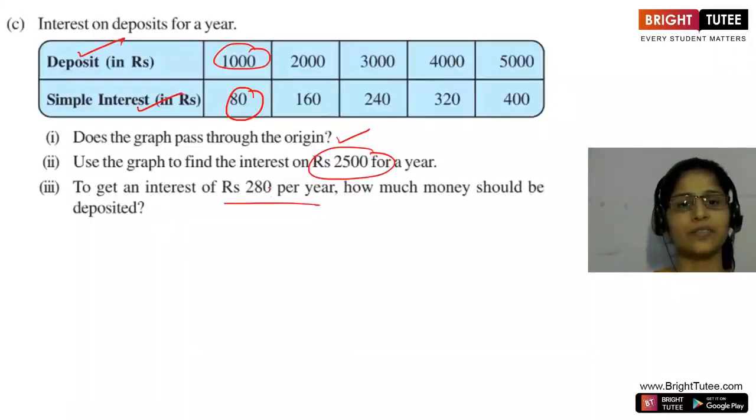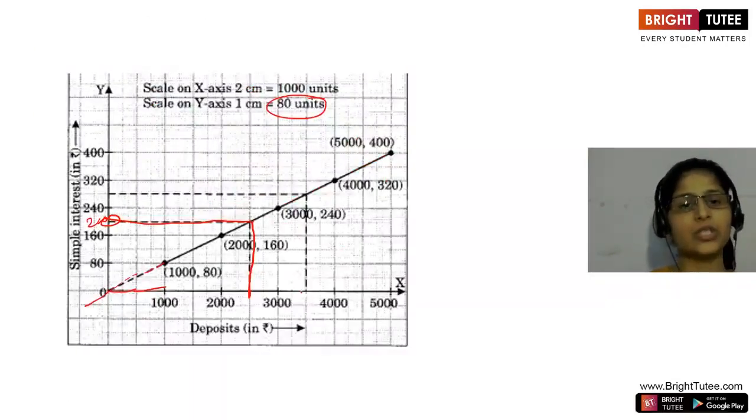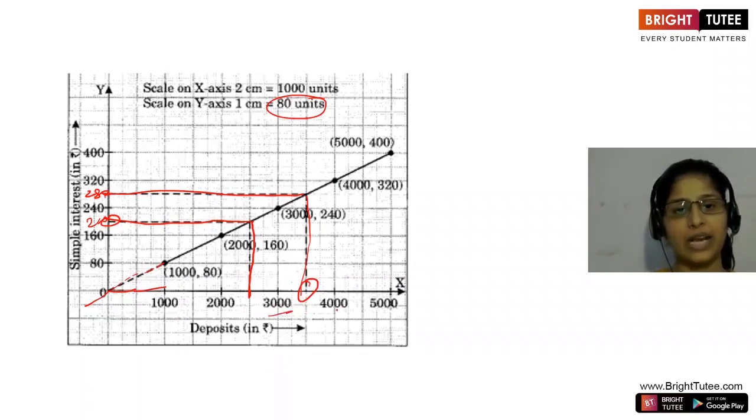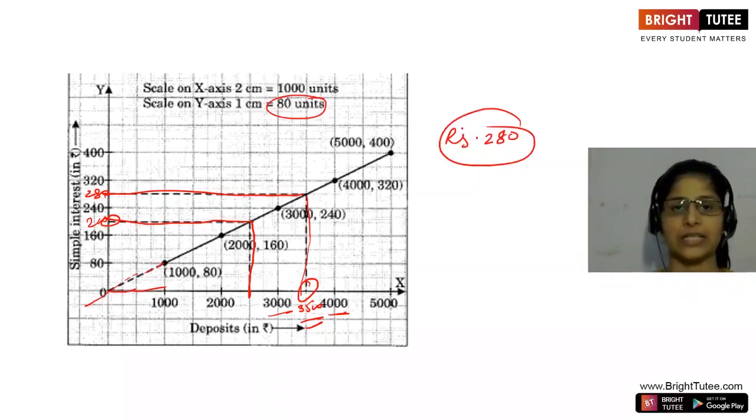The next question is, if the interest is to be rupees 280 per year, then how much is the amount to be deposited? So if it is 280, just see 240, then this is 280. So draw a perpendicular on this line, and from here also. So what is the amount that we get here? Here it is, just see, 3000 and this is 4000. The mid value is 3500. So if 3500 is the amount, then the simple interest is rupees 280.